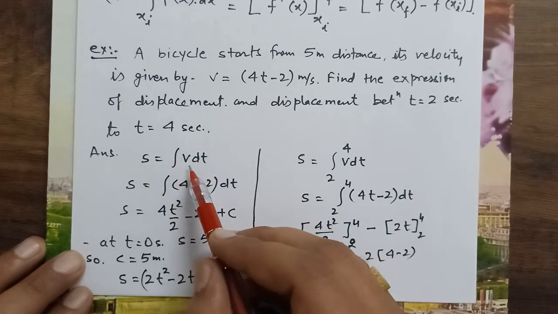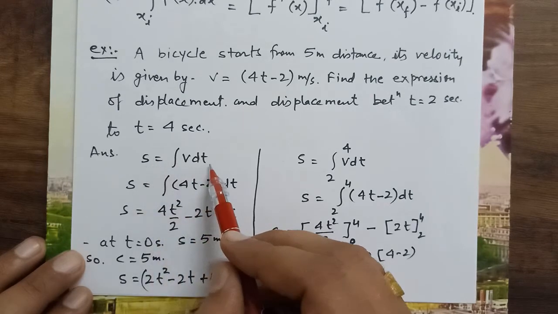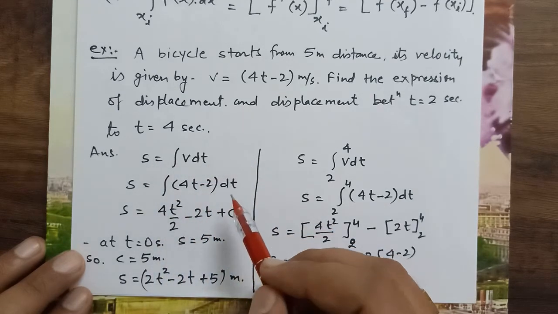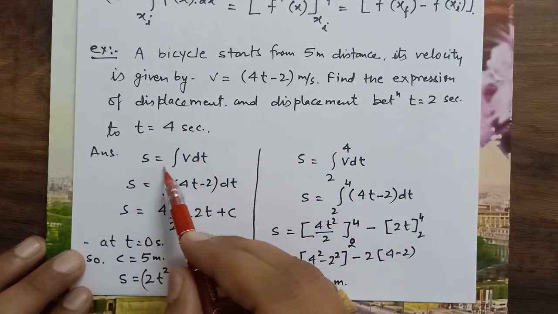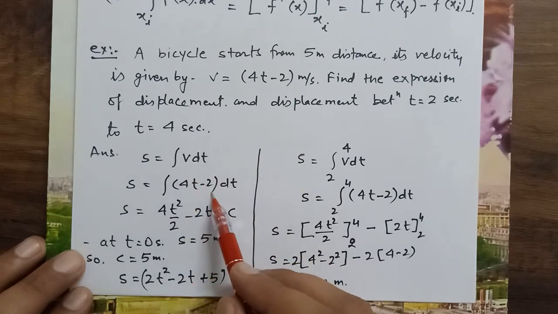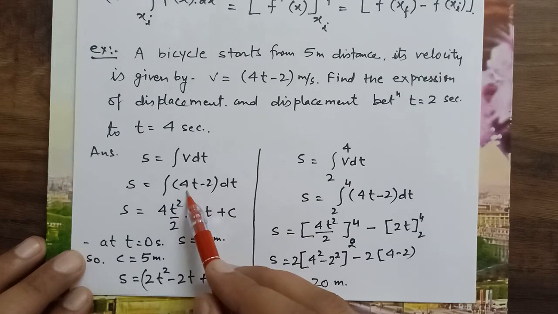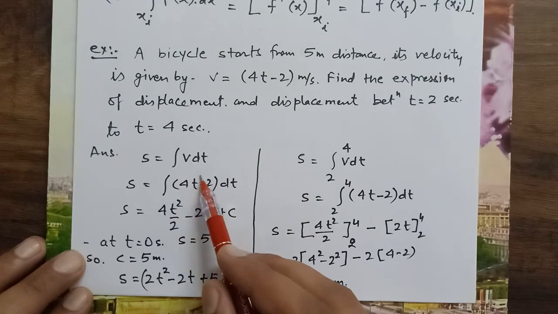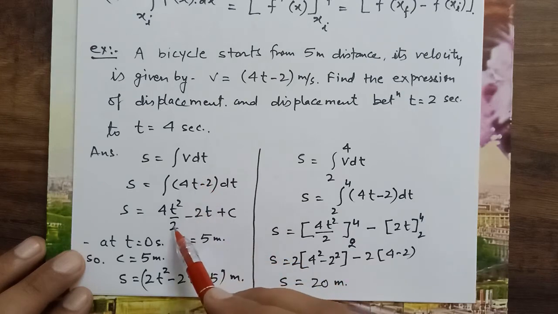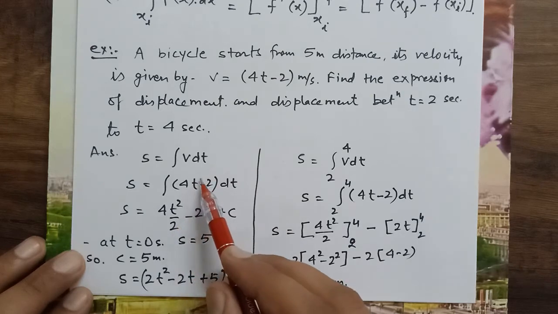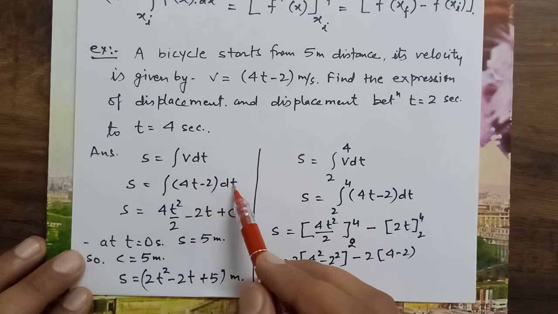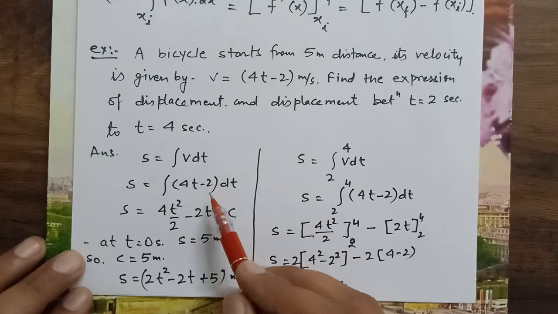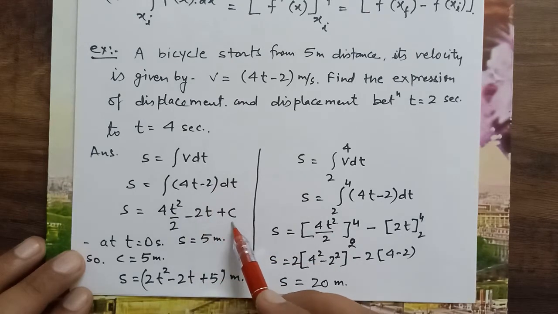The integration formula, we got s = ∫v dt. This we are doing for getting the expression of displacement only. So s = ∫v dt. We put the value of v, and now integrating using the simple formula x to the power n, so you can see t to the power n plus 1 upon n plus 1. So you got 4t square by 2 minus, here only dt you can see, so dt's integration is t, so you got minus 2t plus c.